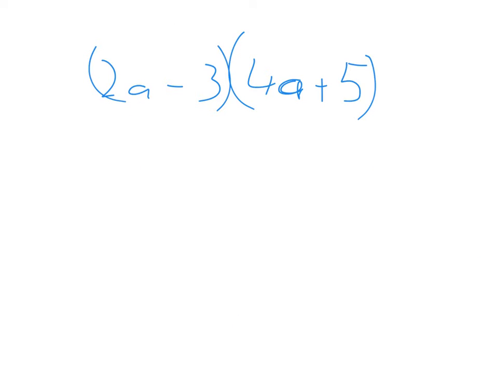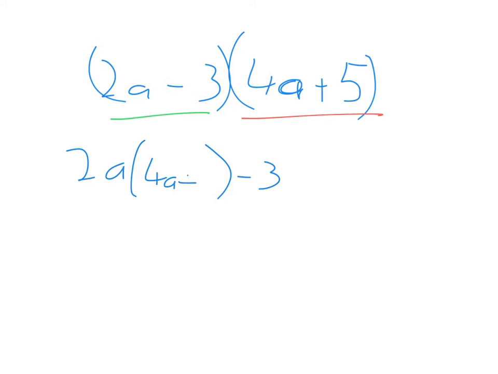So now we'll look at a second example. In this example here, we're using a as our variable instead of x, but the method will still be exactly the same. So to make things nice and visual, I'm going to underline the first bracket in green, underline the second bracket in red. The first bracket I'm going to split up into 2a and minus 3. And I'm going to multiply each of those terms by the whole second bracket.